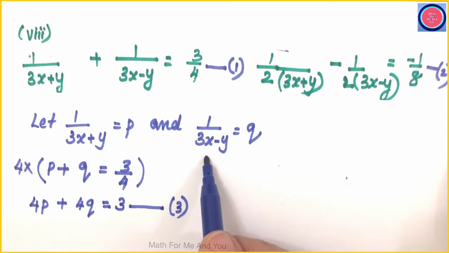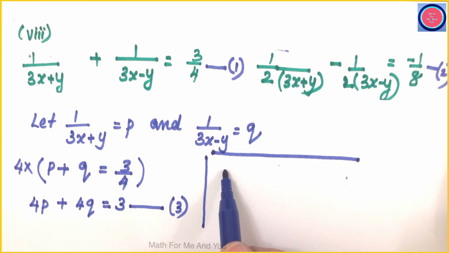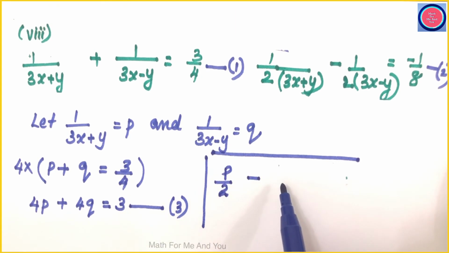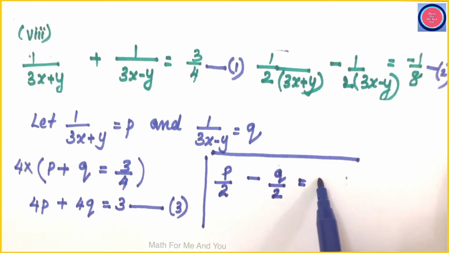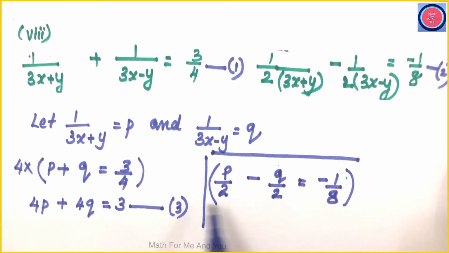Now the second equation. First we will replace 1 over 3x plus y and 1 over 3x minus y with p and q. What we get? It is p over 2, p by 2, because 2 denominator we didn't do any change, minus q by 2, q over 2 is equal to minus 1 over 8. In this equation also we can see a denominator on the right side. What will we multiply throughout? Yes, with 8. Then we get on the right side 8 with 8 cancel and only minus 1.